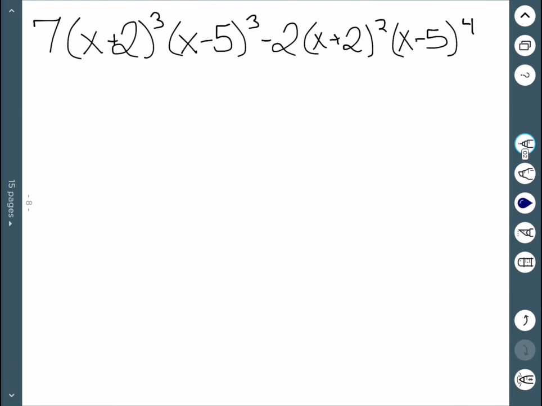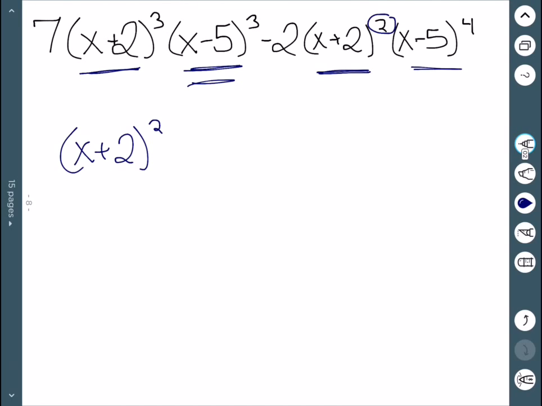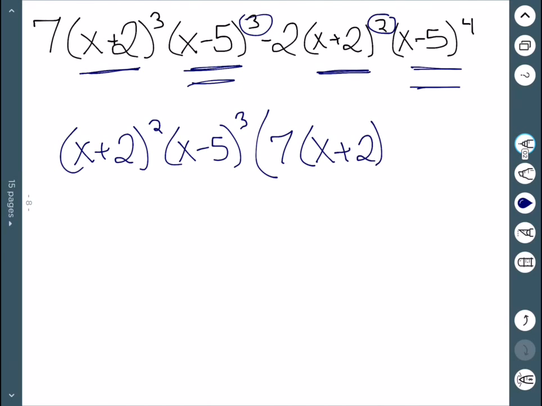With this one, I can see they both have an x plus 2. And when we're looking at things with exponents, we take the smaller exponent. So they both have an x plus 2 squared. They also have this x minus 5, and the smaller exponent is 3. So when I remove these, I'm left with a 7. I'm also left with an x plus 2 since I only removed one of those, or I removed 2 of those. I also have a minus 2, and I've only removed 3 of the x minus 5s.